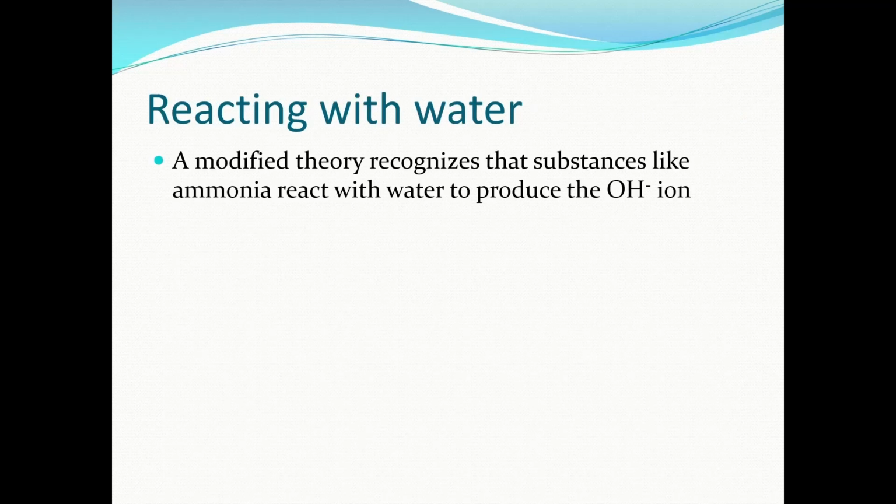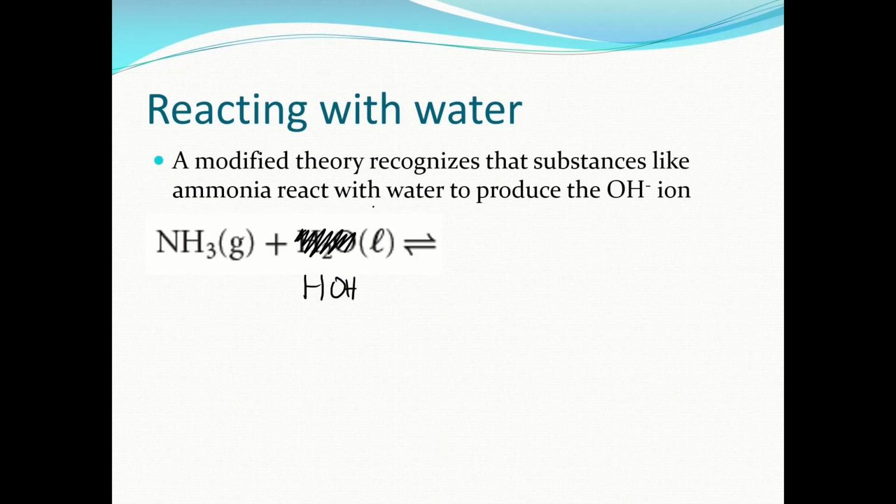So what the modified Arrhenius acid-base theory does is it recognizes that substances like ammonia can react with water to produce OH minus. So if we have NH3 in water, you can write water as H2O, but another way to write water is HOH. And when dealing with bases, it's nice to write it as HOH.